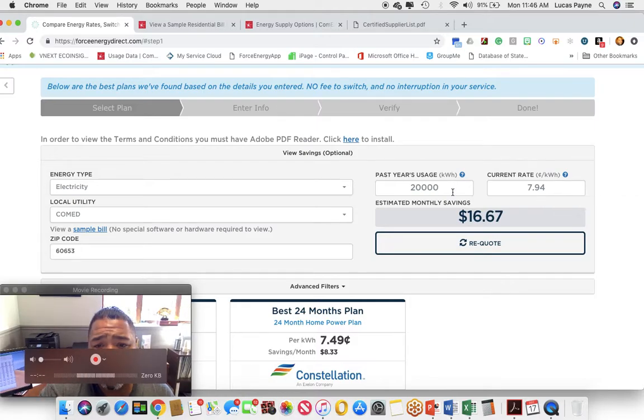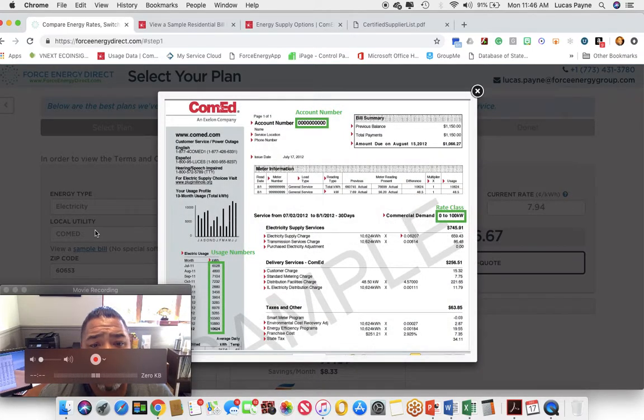You'll notice with 20,000 hours of annual usage, they're going to be able to save $16 a month. Let's take a look at this sample bill to understand where we can find usage. Now this is a commercial bill, but I'll also show you a residential bill in a second. The important information you're going to need is the account number.